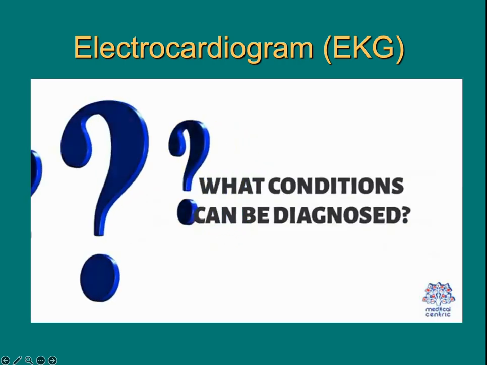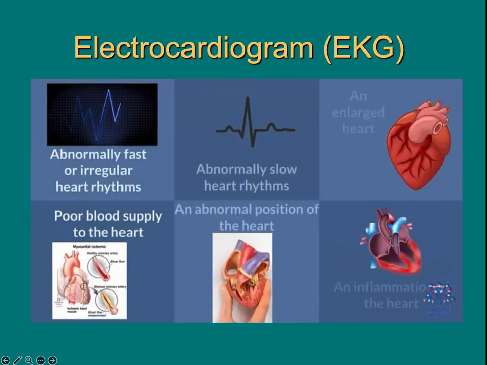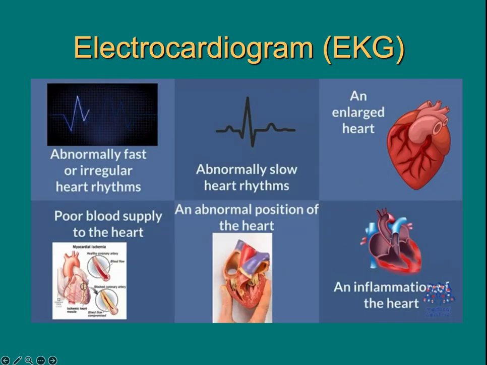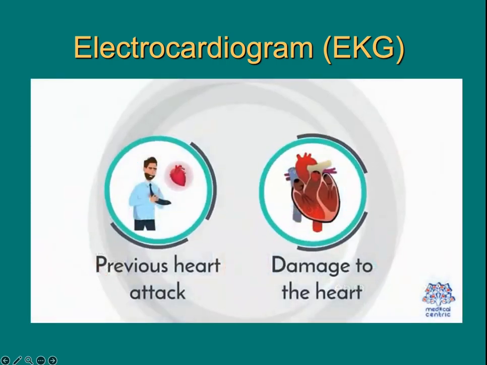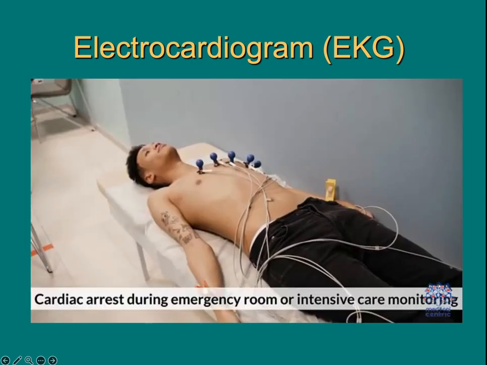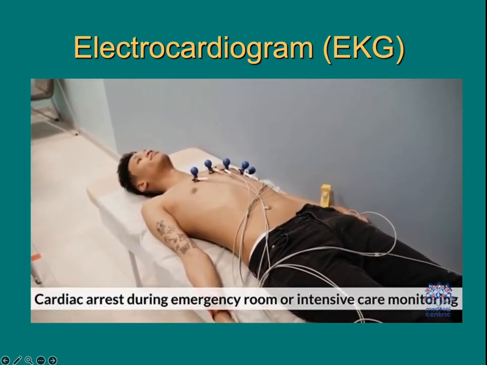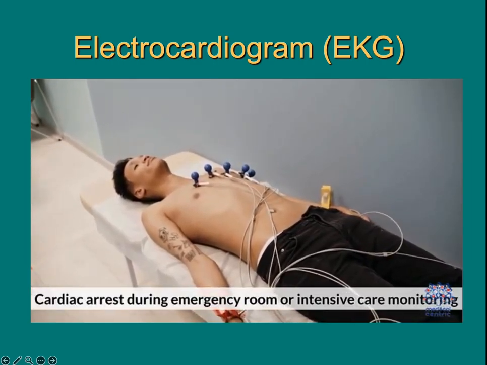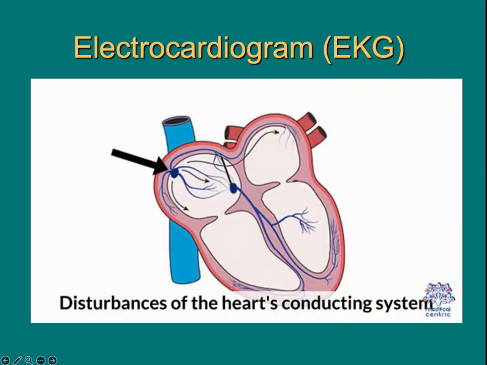What conditions can be diagnosed? Abnormally fast or irregular heart rhythms, abnormally slow heart rhythms, an enlarged heart, poor blood supply to the heart, an abnormal position of the heart, an inflammation of the heart, previous heart attack, damage to the heart, cardiac arrest during emergency room or intensive care monitoring, and disturbances of the heart's conducting system.